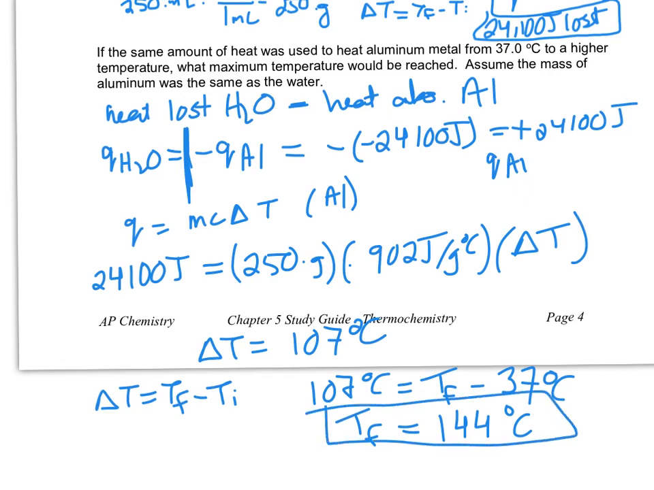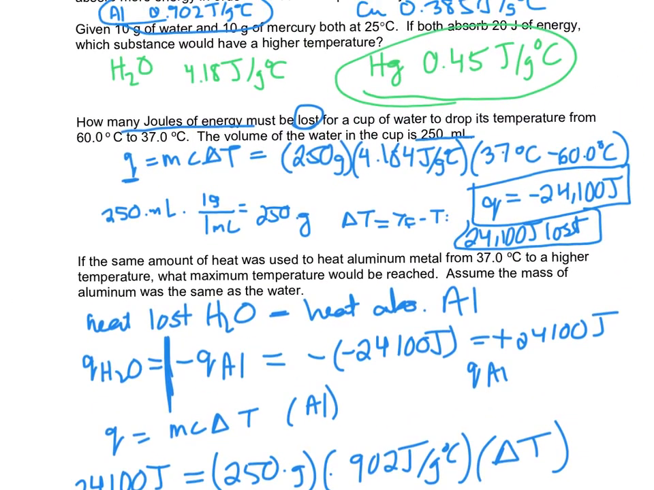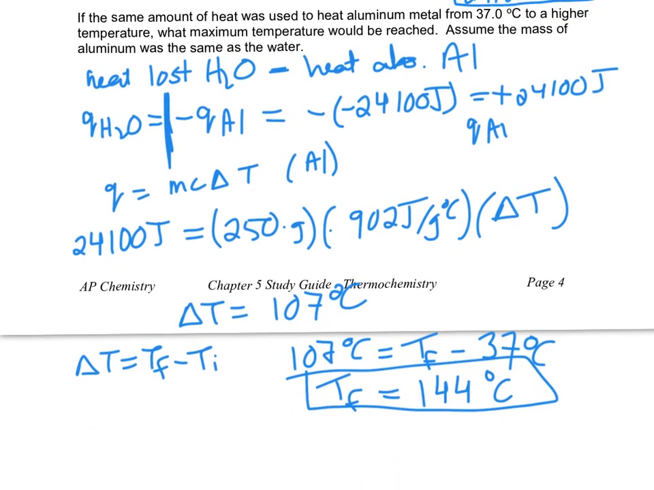Now, one last thing I want you to look at. The heat that was released by the water was absorbed by the aluminum. Let's look at the water. The water went from 37 Celsius to 60 Celsius. So it went up by about 23 degrees. Okay? That same amount of heat changed the aluminum from 37 Celsius to 144 Celsius. That's more than 100 degrees.